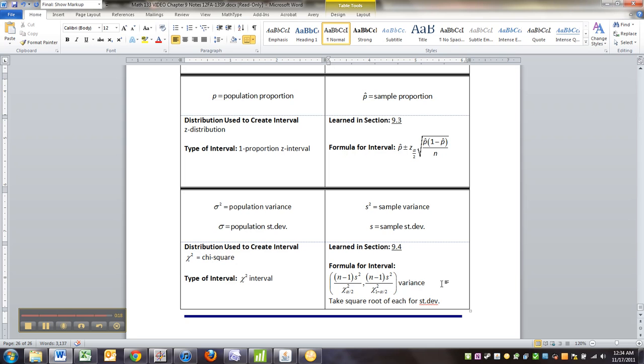All right, so if they're talking about in the problem somewhere estimating the variance or estimating the standard deviation for the population, then you're doing a chi-square interval. That's all there is to it, and we are done with chapter 9. I'll see you back here on YouTube for chapter 10.